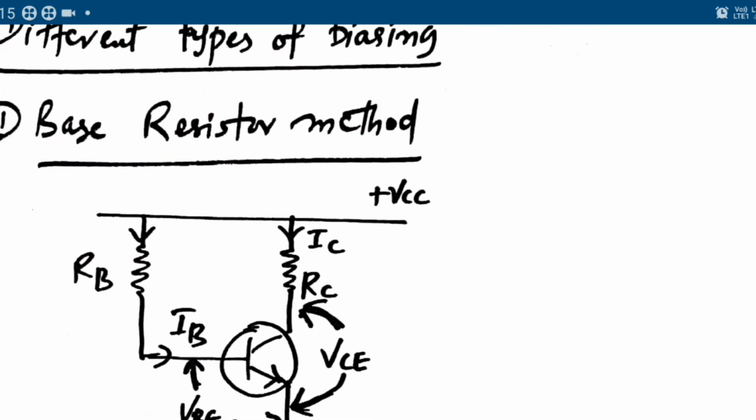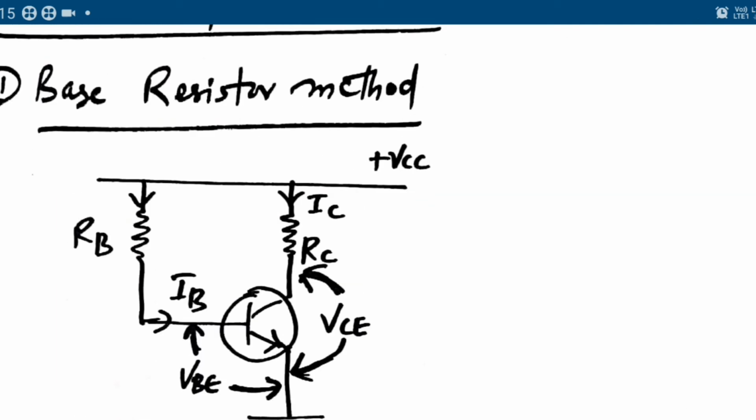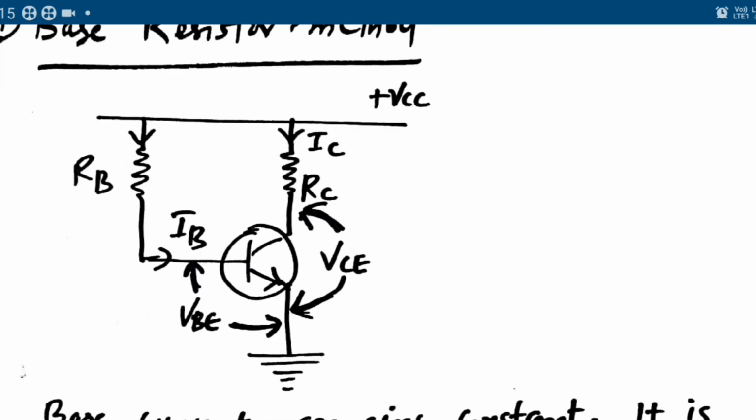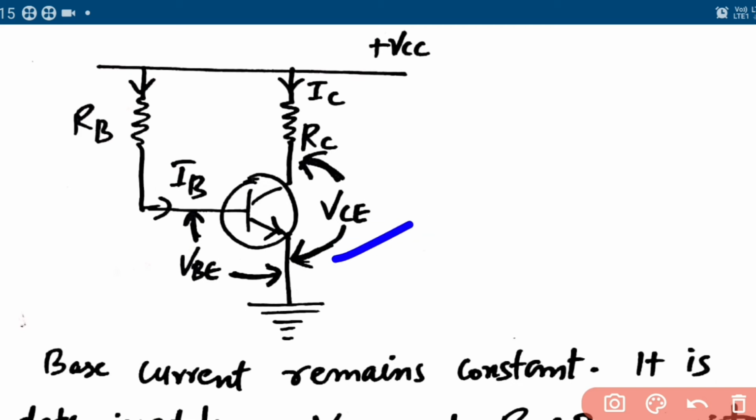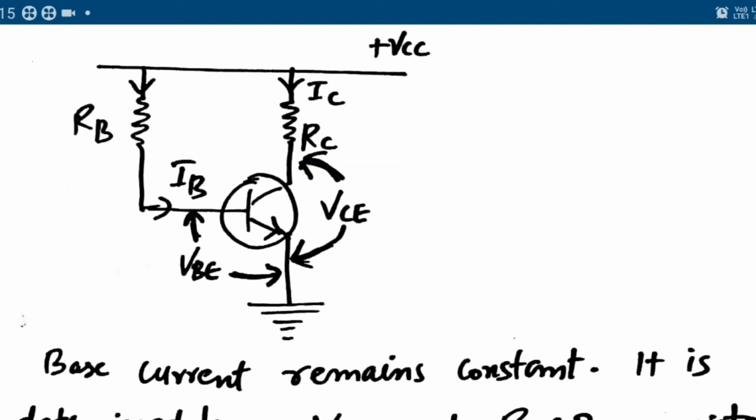Let's see the first one, the base resistor method. As the name indicates, it will have a base resistor. That is shown here. You have a transistor, a base resistor connected here, RC is there, a collector resistor, and plus VCC. There is only one power supply. And here VCE is the voltage between collector and emitter, and VBE is the voltage between base and emitter.